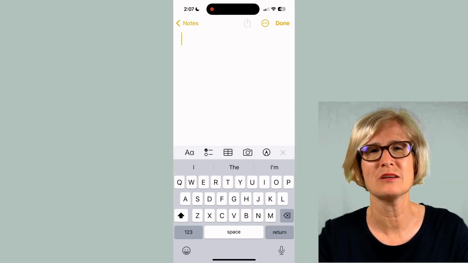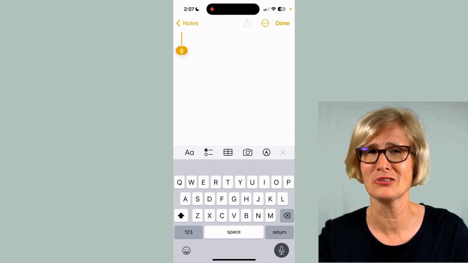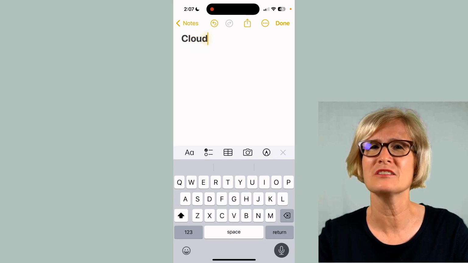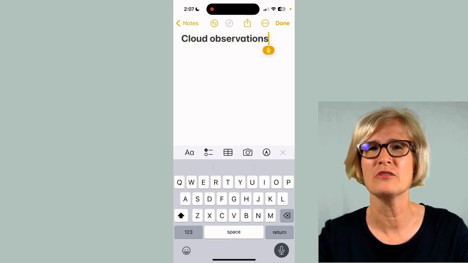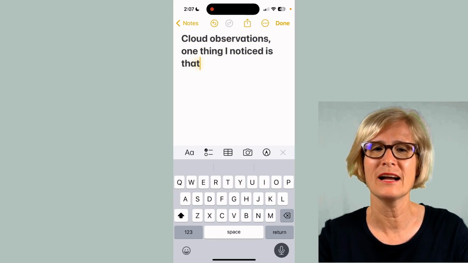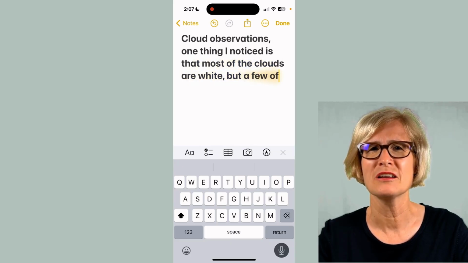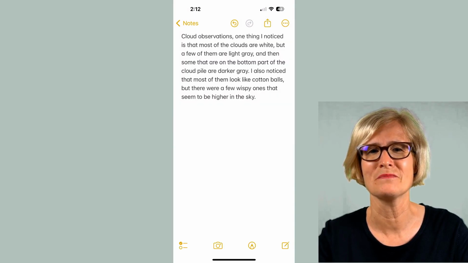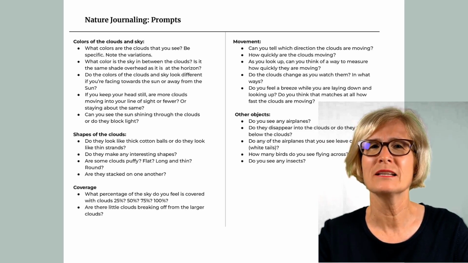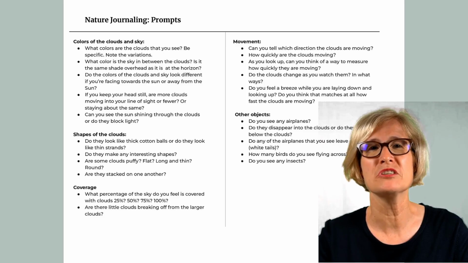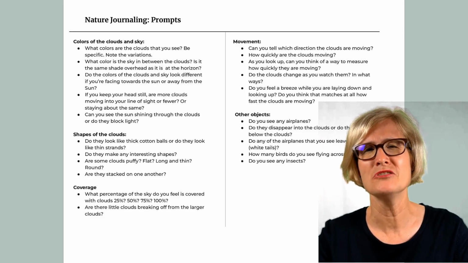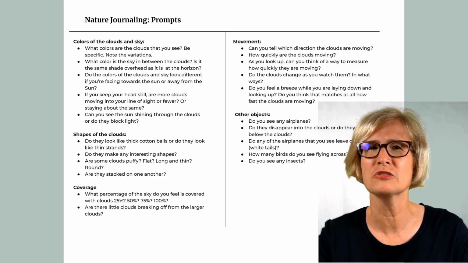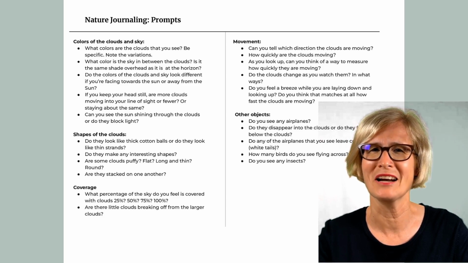To be honest, when I was doing it, since I was lying down, I found it a little hard to write. So I actually just found it easy to dictate into my phone what I saw. And then when I got home, I printed out a written version of that, and I was able to then put that into my nature journal. So now let me give you a brief overview of these prompts that I've talked about so that you have some ideas of what to look for when you look up at the sky.